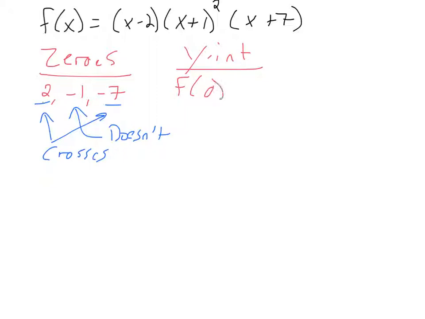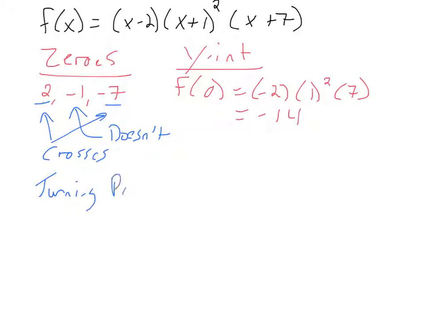Okay, my y-intercept. F of 0 ends up being -2 times 1 squared times 7. That gives me -14, right? You can do that without having to multiply it out ahead of time. Just plug in 0 for x, and it's nice and easy. So we have the zeros and the y-intercept. How many possible turning points could I have? There has to be less than or equal to 3 turning points because it's going to end up being a 4th order polynomial when I multiply it all out. End behavior.